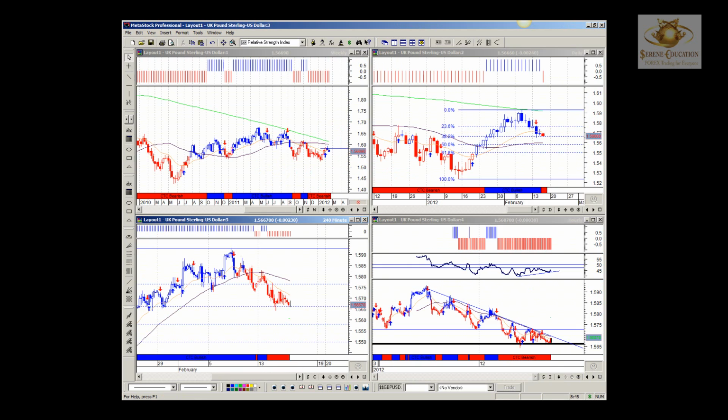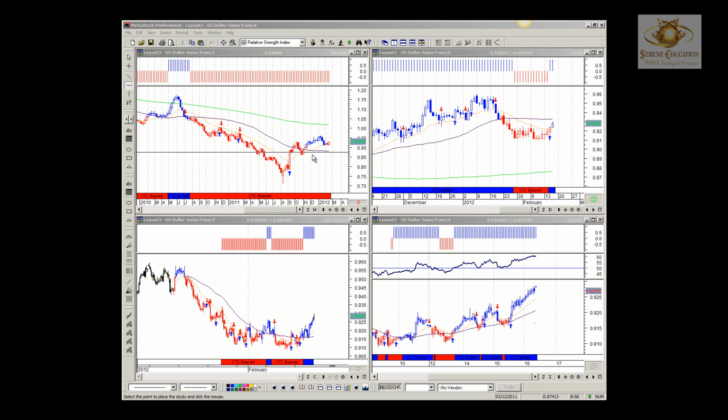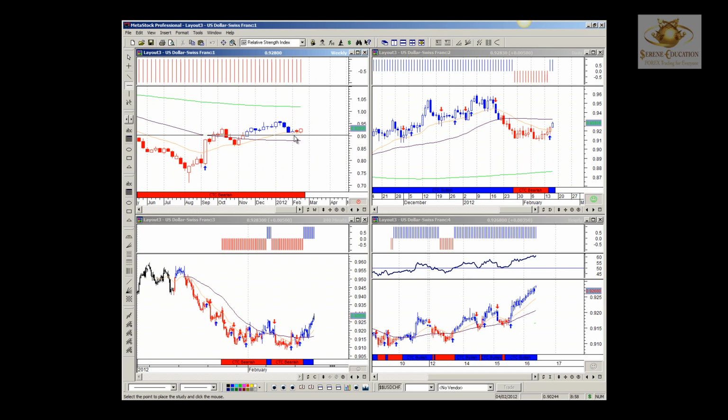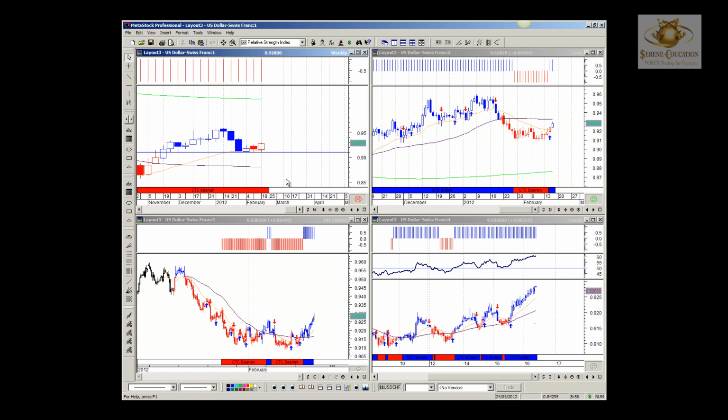Next up, US dollar Swiss franc. Let's have a look on the weekly. Support is definitely being forged over here. Price is not wanting to budge below that 91.00 mark, which happens to be the 20 period moving average on the weekly. Let's have a look at the daily.